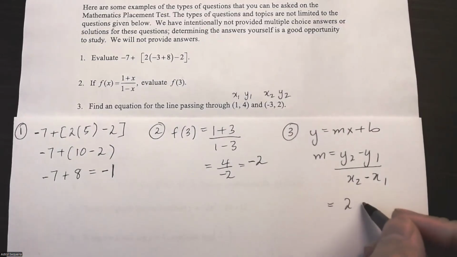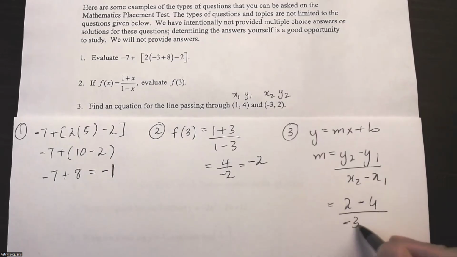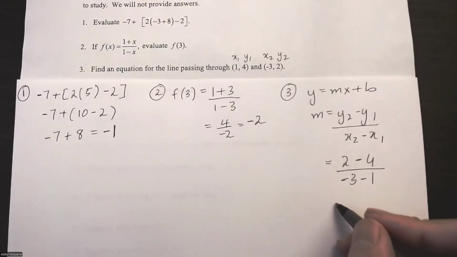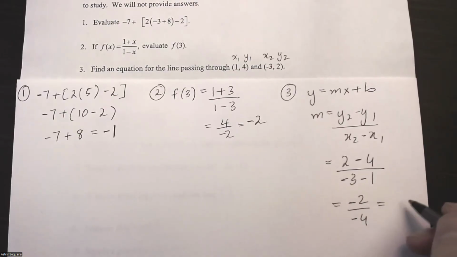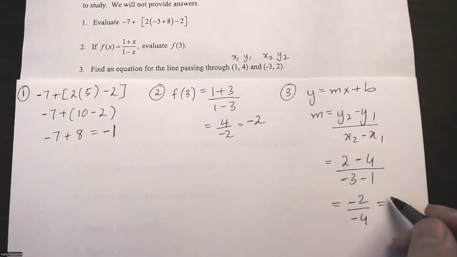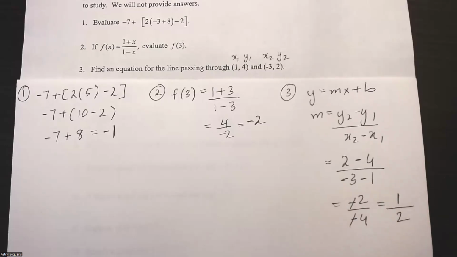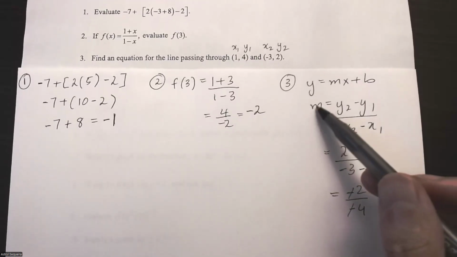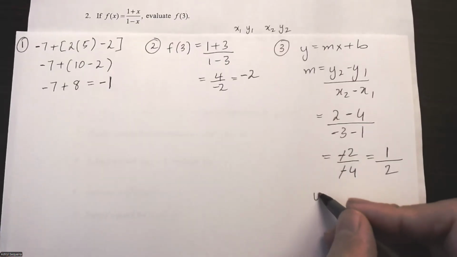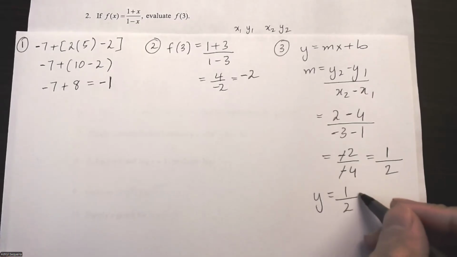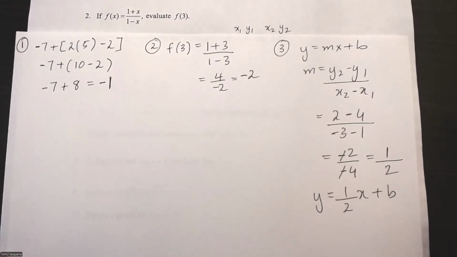So I have 2 minus 4 over -3 minus 1, which is -2 over -4, which is just, so negative and negative simplify, cancel out. 2 divided by 4 just simplifies to 1 over 2. So I know that my slope, my m, is 1 over 2, so I can rewrite it in my equation: y equals 1 over 2x plus b.